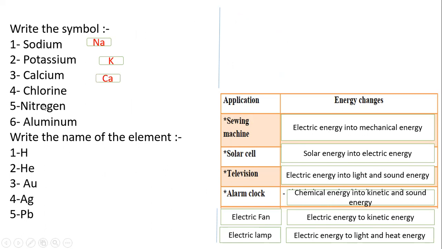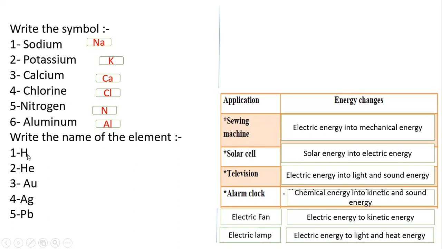Ca. Chlorine, Cl. Nitrogen, N. Aluminum, Al. Please look at this. Sodium and potassium have different symbols because they kept their Latin names, sodium natrium and potassium kalium. Write the name of the element.